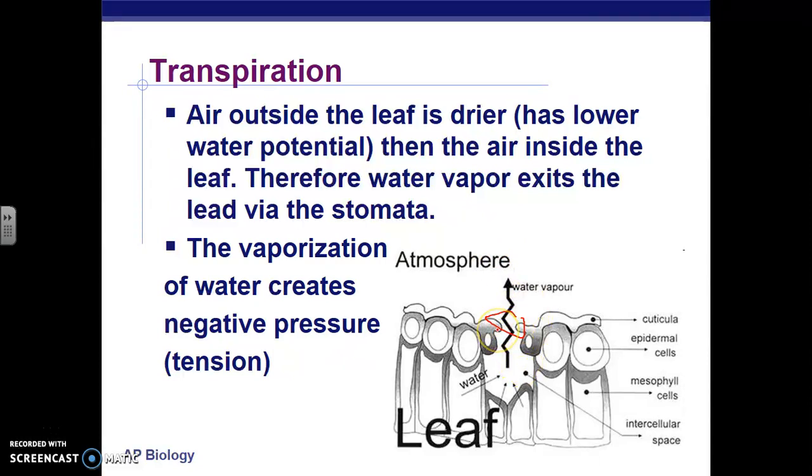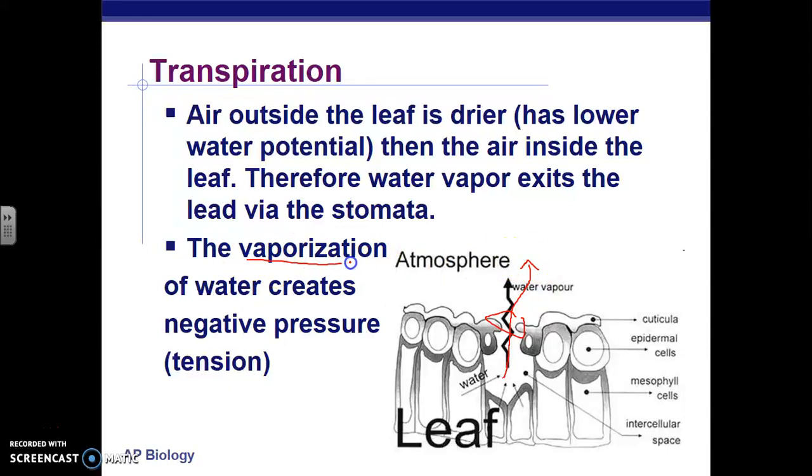Usually, unless it's really humid outside, and we'll talk about that Monday, there's more water inside the airspace than there is outside the plant. So there is a high water potential here, because there's lots of water, and a low water potential here. Because of that, water evaporates or exits the plant through the stomata, moving from an area of high water potential, where there's a lot of water, to the dry air, where there's a low water potential.